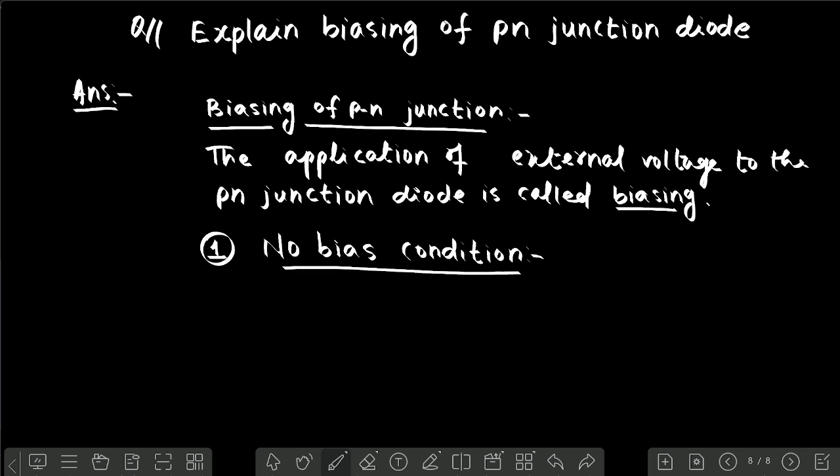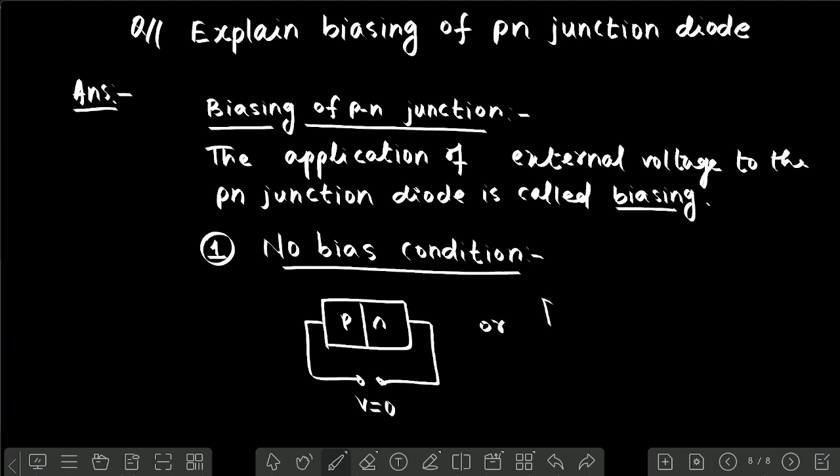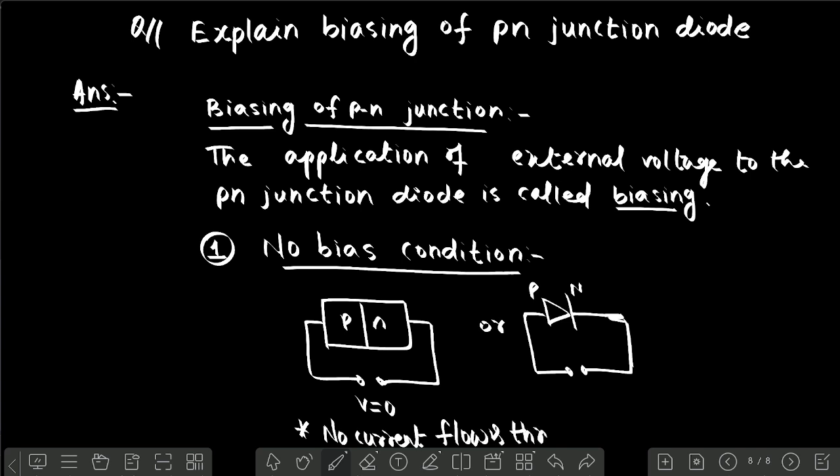All of you listen. A PN junction is there, a P is there, an N is there. Here you have not applied any potential, so the potential applied is 0. Symbolically, you can give it like this. No potential is applied to P and N. This is called the no bias condition. In the no bias condition, no current flows through the diode.